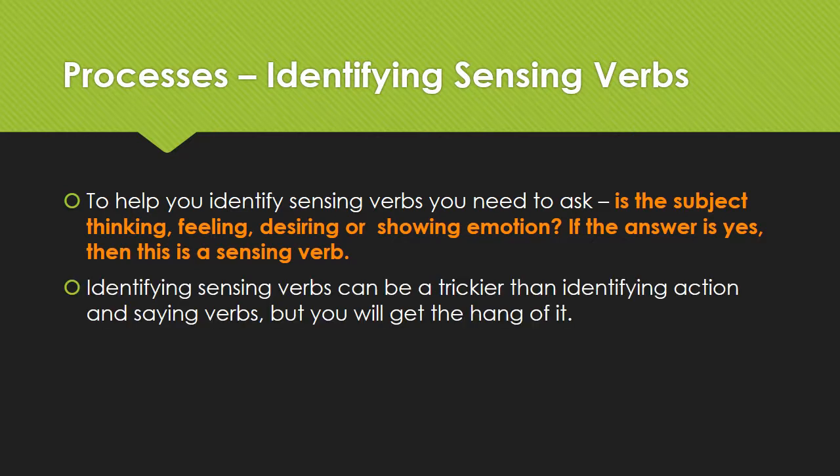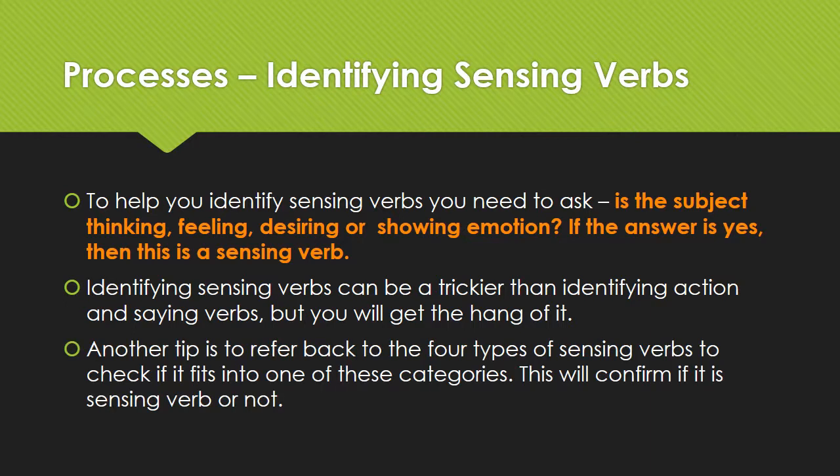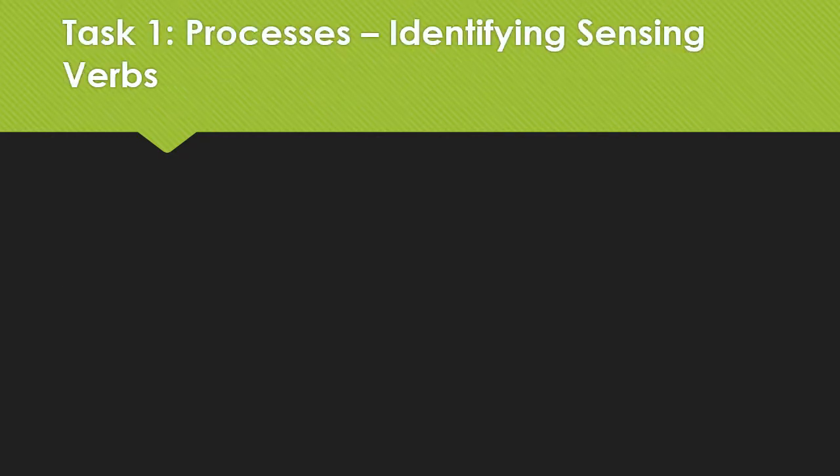As I've explained, it can be a little bit trickier than identifying action verbs, as you are very used to doing this. But with practice, you will get the hang of it. Another tip that will help you is to refer back to the 4 types of sensing verbs and check if it fits into one of these categories. Let's move on to task 1, identifying sensing verbs. We will move through the next 4 examples together, and you will need to complete the answers in your workbook as we do them. You will then do 4 more on your own.